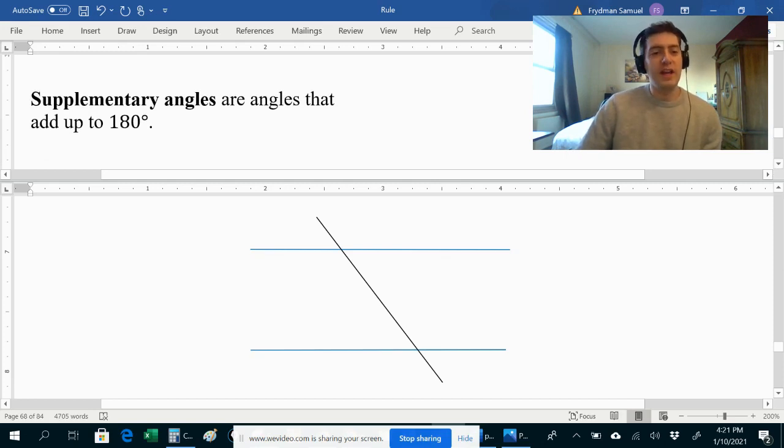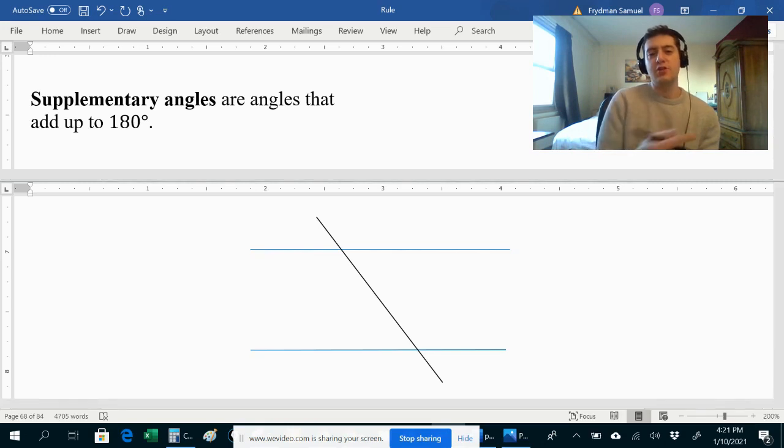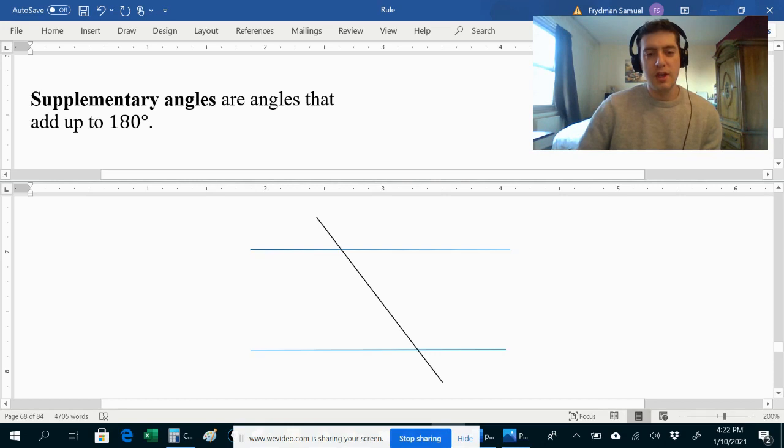Supplementary angles are angles that add up to 180 degrees. So just an easy example, if I have one angle which is 100 degrees and another angle which is 80 degrees, you add those two angles up, you get 180 degrees. So that means those two angles would be supplementary.